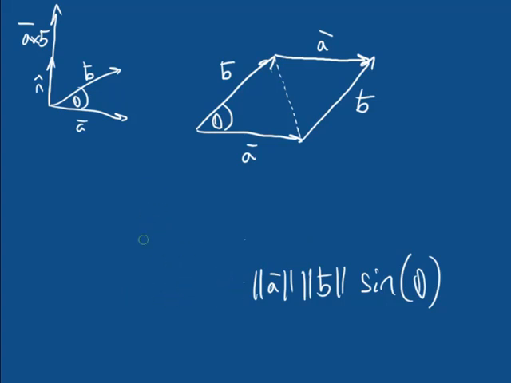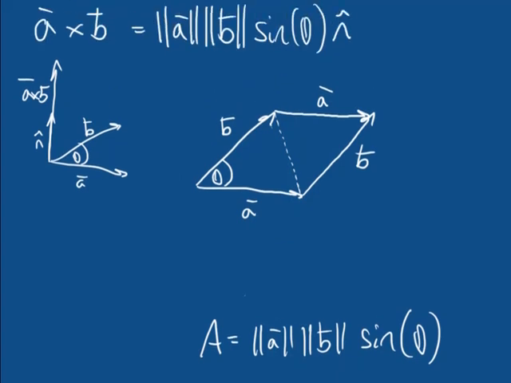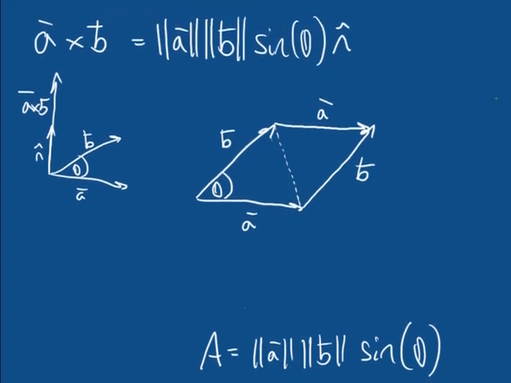And that means the area of the parallelogram that is defined by our vectors A, B, and the angle between them is equal to the length of A times the length of B times the sine of the angle between them. But let's have a look back up here at our cross product.